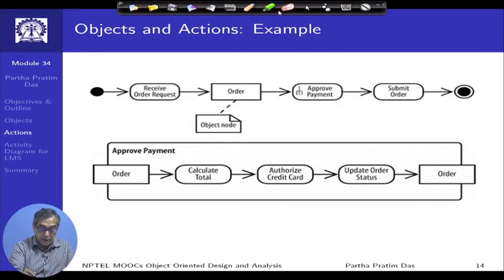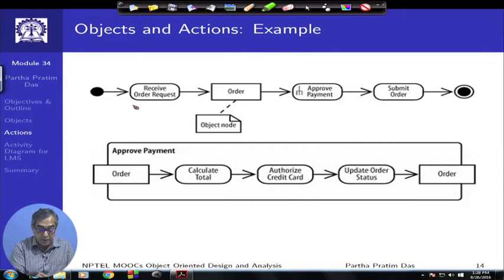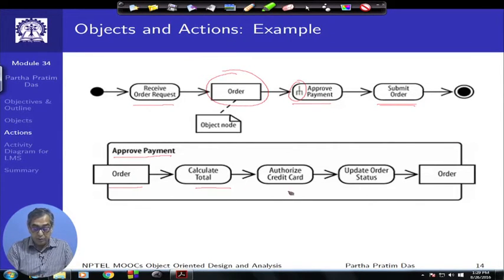This is another example of processing order. You receive your order request and you send it for approval of payment. You are showing that order object in the middle, which is the object node, and then it goes to submit order in this activity. You can see this notation of sub activity here. Approve payment is another detailed one, which takes the order, calculates the total, authorizes the credit card, updates the order status, and finally updates the whole thing in the order itself.